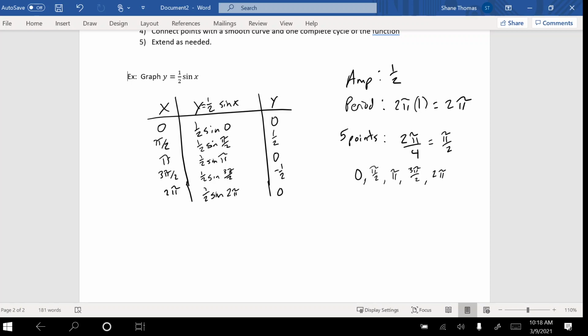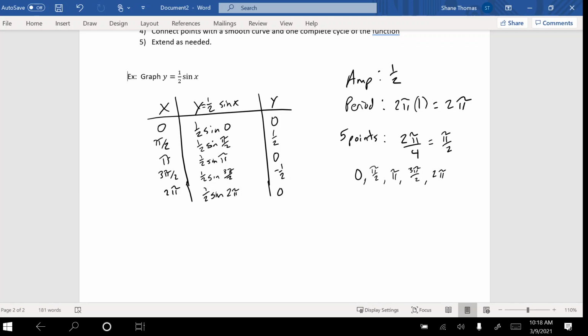And you can punch each one of these in your calculator as long as your calculator is in radians. That's the key though. If it's not in radians, you get some really funky numbers and you're going to go, what the heck's going on, Mr. Thomas?